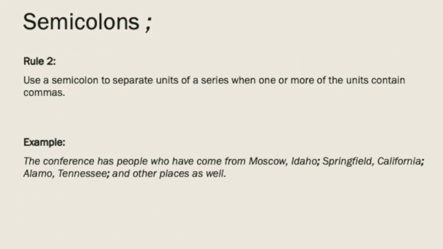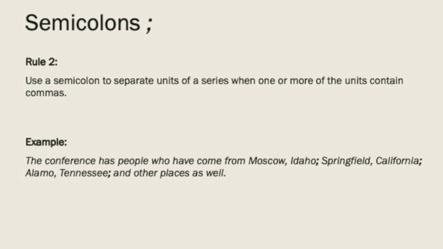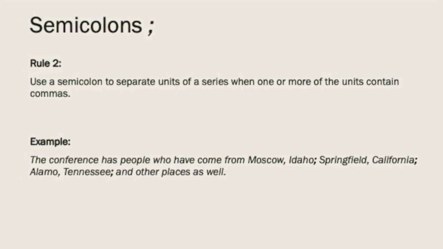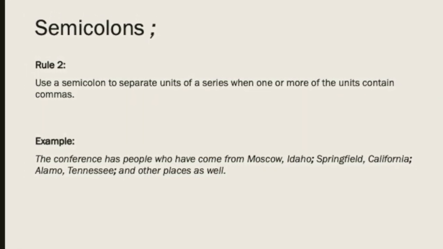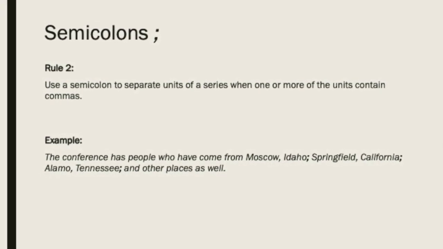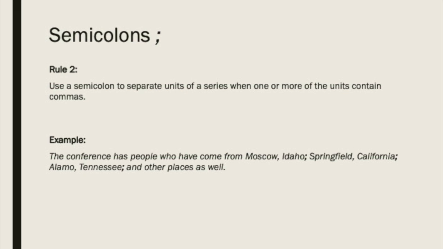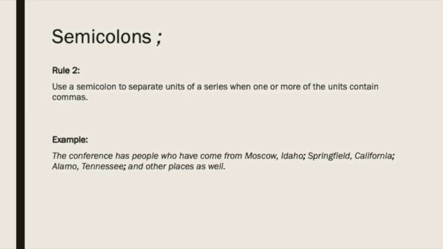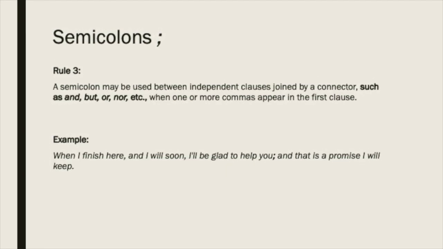Rule 2. Use a semicolon to separate units of a series when one or more of the units contain commas. Example: The conference has people who have come from Moscow, Idaho; Springfield, California; Alamo, Tennessee; and other places as well.